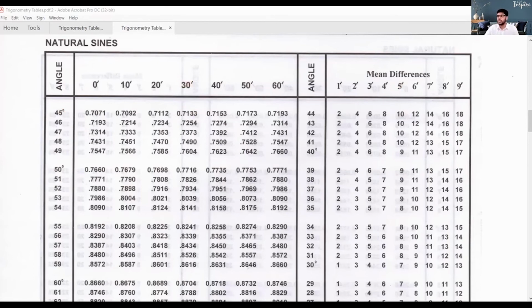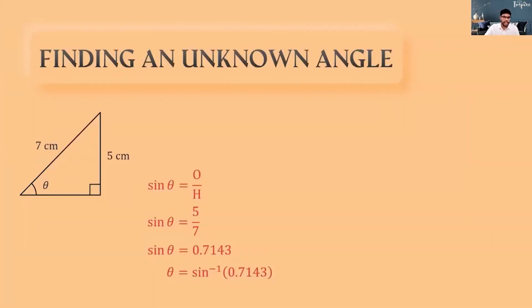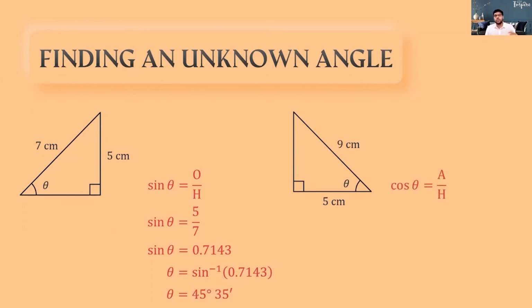So let's go back to the question now that we found it, right? So now you can replace this with 45 degrees and 35 minutes because that is the angle, right? Now let's look at this triangle. So here we have the adjacent and the hypotenuse. We should use cos, right? So we'll replace everything. So 5 over 9. First you divide it. So children, this time it's an interesting one. We get 0.5556. You take theta equals cos inverse 0.5556, right?